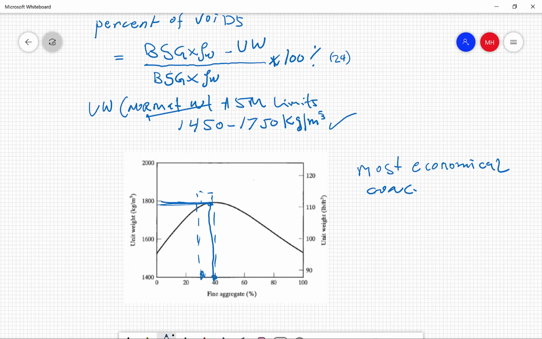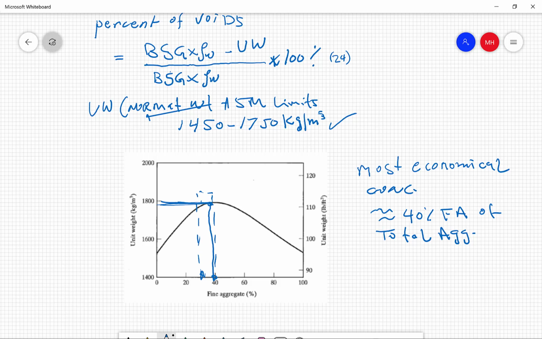One that contains close to 40% fine aggregate of total aggregate. Okay? So that's something you need to keep in mind.